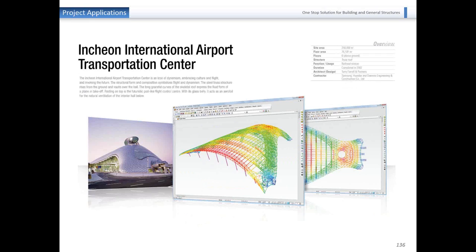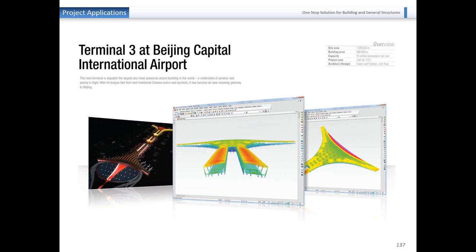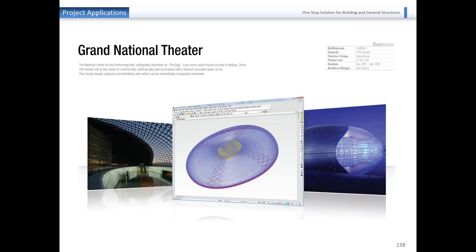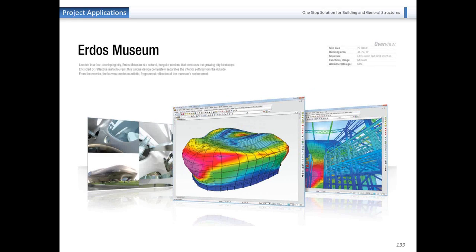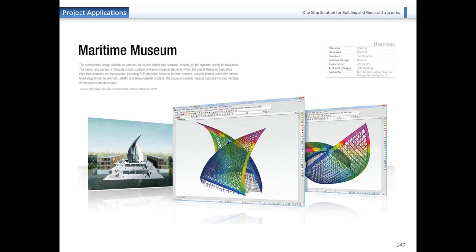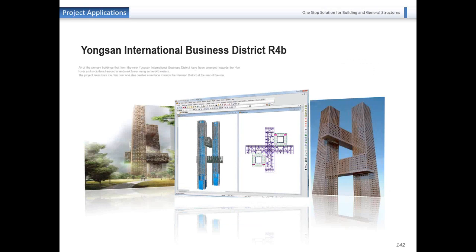But we also have, as I mentioned, airport terminals and so on. We have the Incheon International Airport Transportation Center, as well as the Beijing Capital Terminal 3 for the international airport. We have some iconic special buildings, which is the Opera House in Beijing, China, as well as the Erdős Museum, the Maritime Museum, and so on.